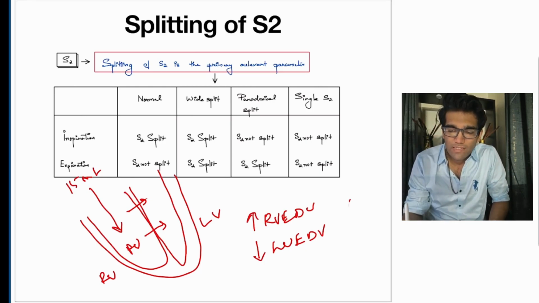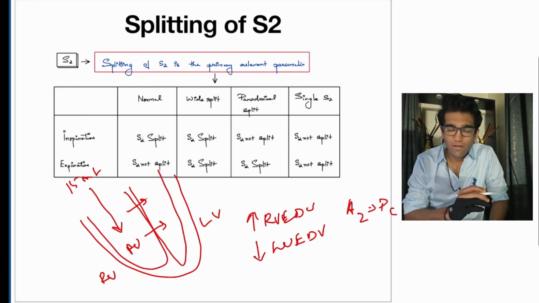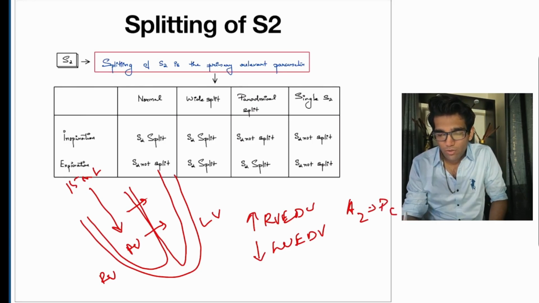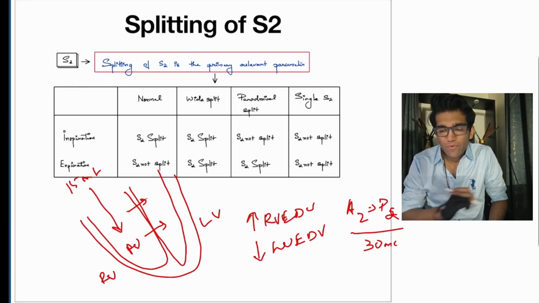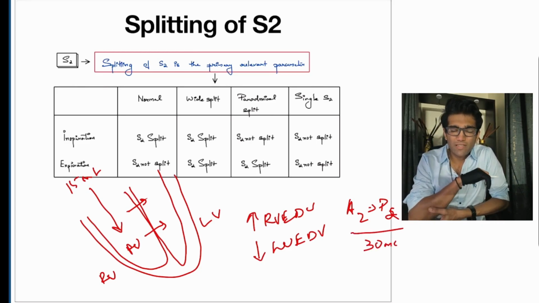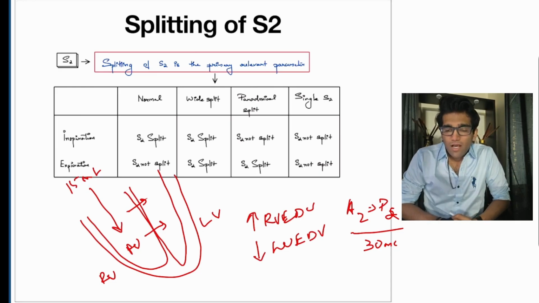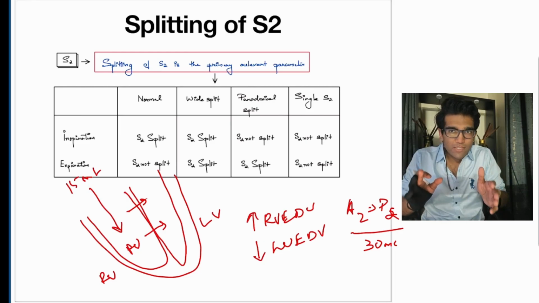So it is always A2 followed by P2, that is the aortic valve sound followed by the pulmonic valve sound, but this gap is very small, only around 30 milliseconds. Such a small gap human ears cannot differentiate. However, during inspiration, the gap increases to around 50 to 60 milliseconds.